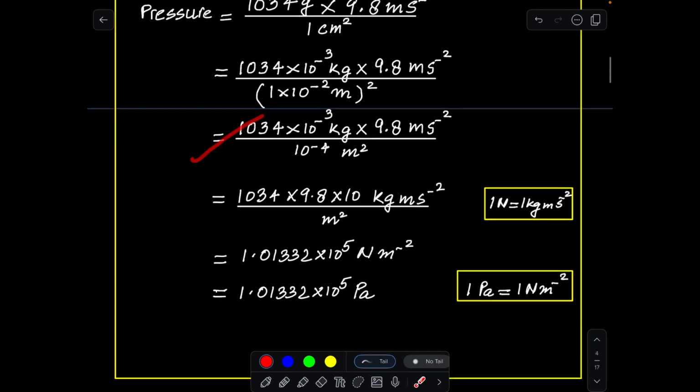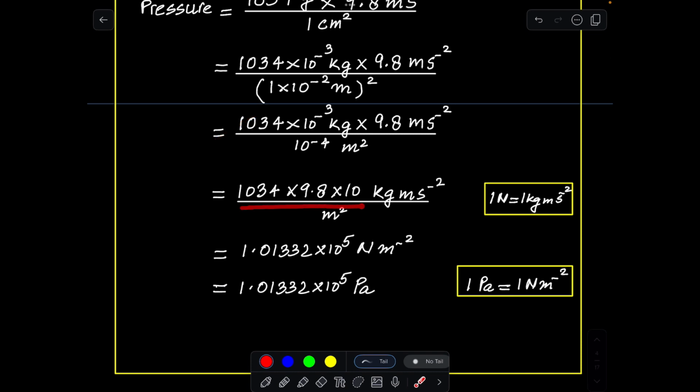Here we are getting the unit kilogram meter per second square, which is nothing but Newton. So, what is 1 Newton? Mass multiplied by acceleration due to gravity in meters per second square. So we will get the value 1.01332 into 10 raised to the power 5 Newton per meter square, which is equal to Pascal. So this is your answer.